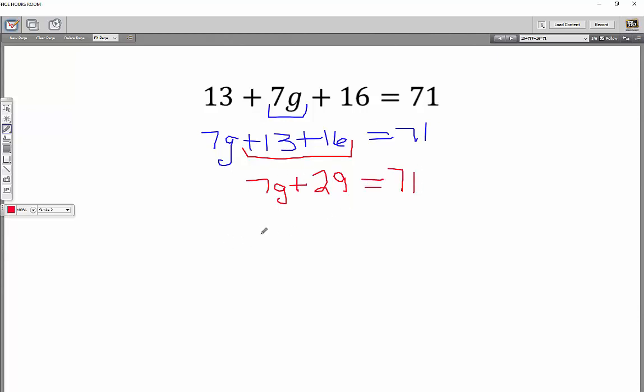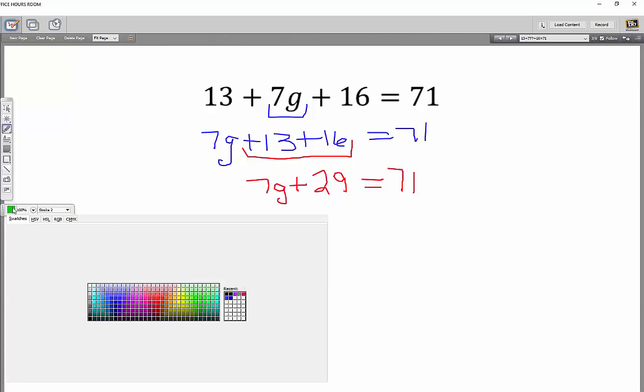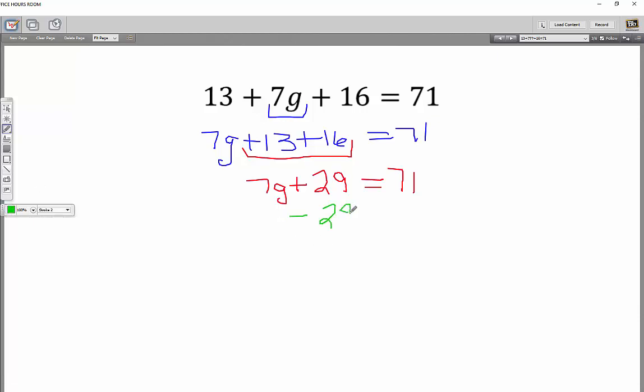Looking familiar? I sure hope so. And what did we do in our addition and subtraction equations when we got to this step? We need to get our constants from our left-hand side with our constants on the right-hand side. And to do that, we undid the addition of 29 by subtracting 29 on both sides. Keep following that same process. 7g plus 29 minus 29, our 29's cancel out, and we're left with 7g on the left. 71 minus 29 is 42.